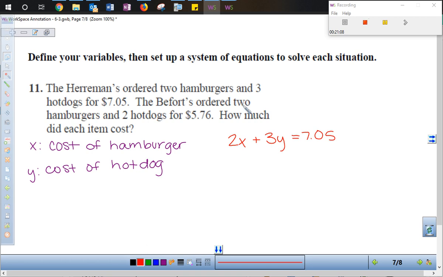Now the Befforts ordered 2 hamburgers, so 2x, and 2 hot dogs, so 2y, for $5.76. So now I have my system of equations, and they're lined up for elimination, but if you'll notice, nothing's going to cancel out. My x variables have the same coefficients, but they don't have different signs. So I'm going to have to multiply one of the 2 equations by a -1. I'm just going to choose my bottom equation here because it looks a little bit easier.